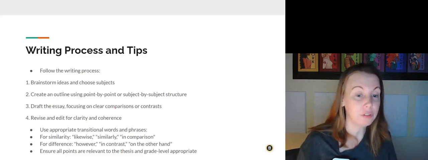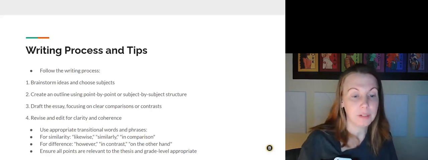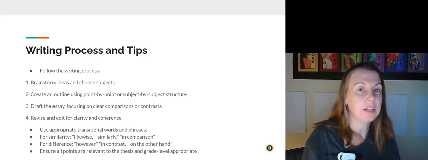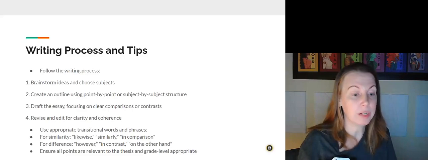Make sure you're using appropriate transitional words and phrases. For instance, likewise, similarly, in comparison, and for differences, however, in contrast, on the other hand. That kind of language is used quite frequently in compare and contrast.